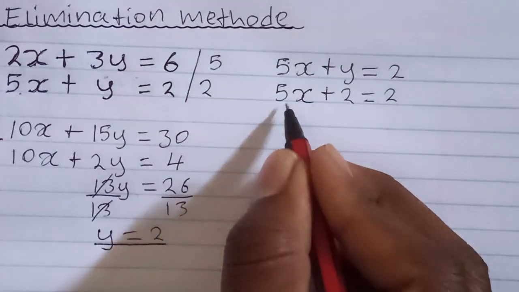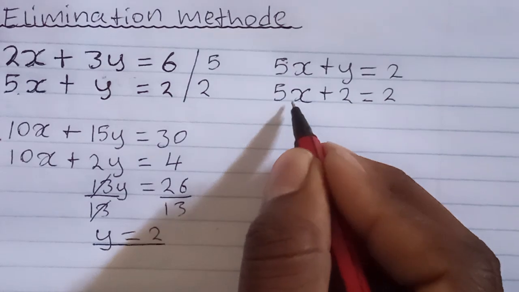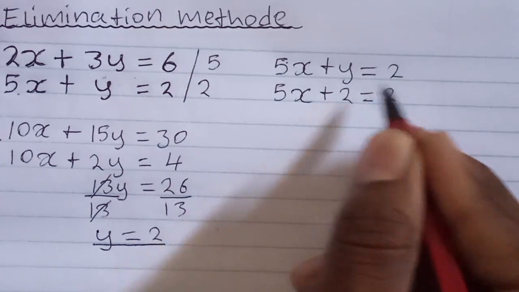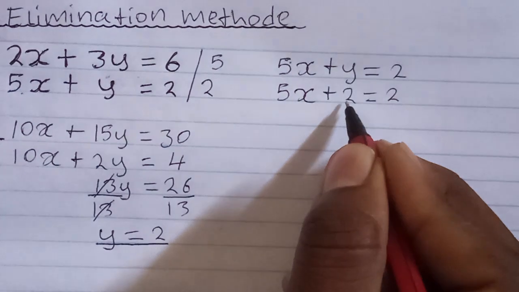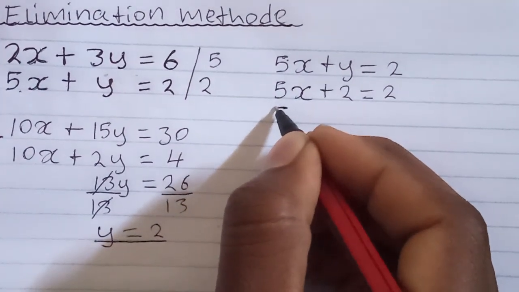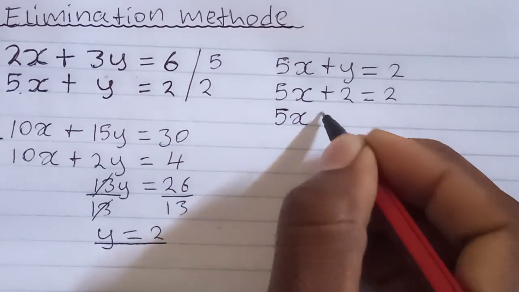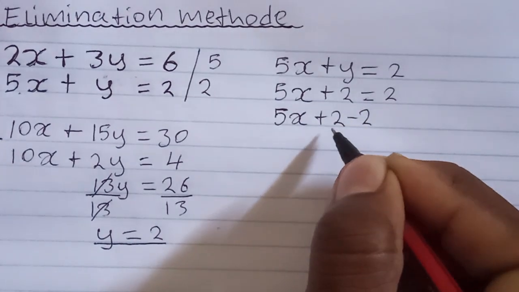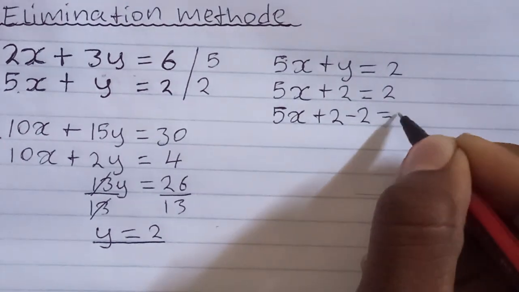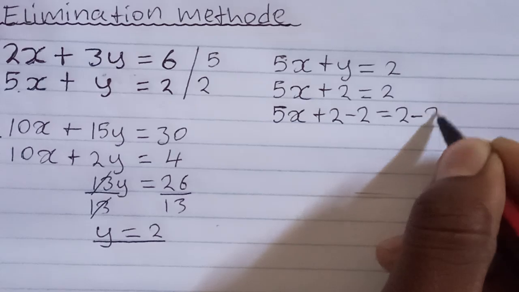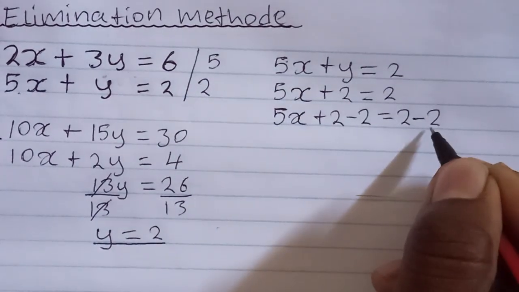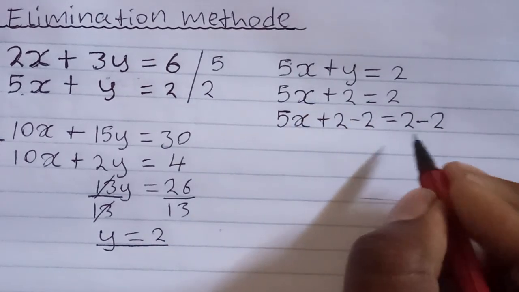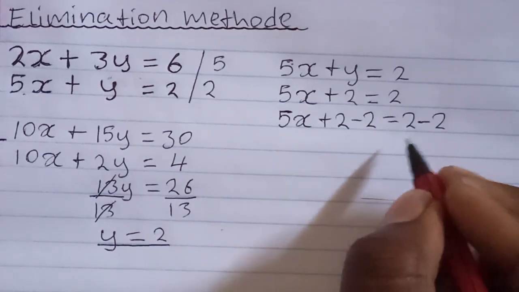So we want this 5x to be alone in order for us to find the value of x. We are going to make this 2 jump the equal sign, or we are going to find the additive inverse of 2. So 5x plus 2 minus 2, this minus 2 is the inverse of 2, is equal to 2. This minus 2 that we have applied here, we will also apply it here. Others will just say the 2 jumps the equal sign and the sign changes, but this is the correct order on how it must be done.